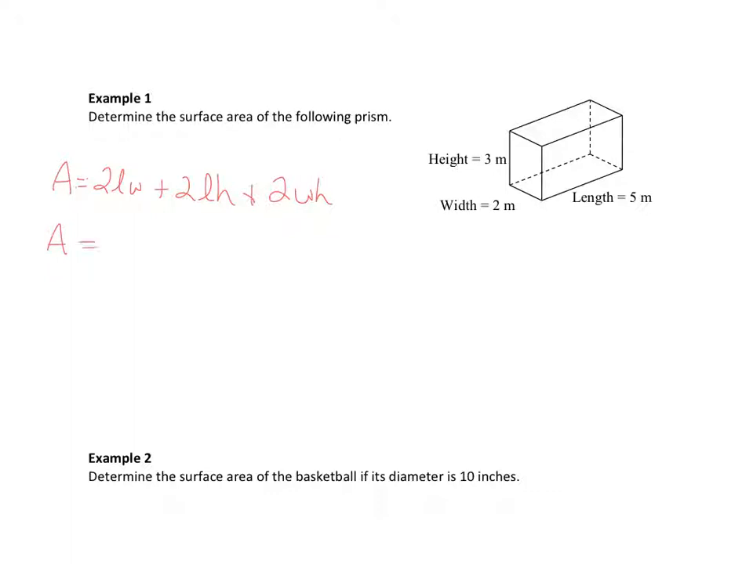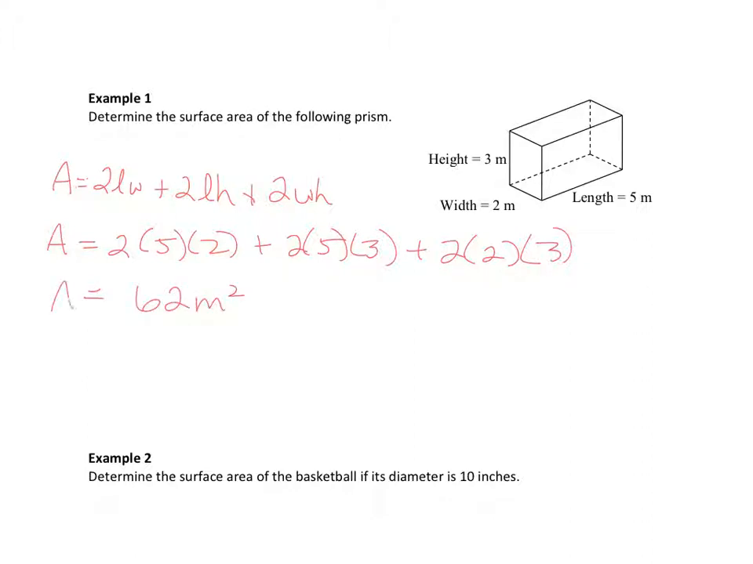So when we substitute our values in, we get 2 times 5 times 2 plus 2 times 5 times 3 plus 2 times 2 times 3. And when we add those all up, we get 62 square meters.